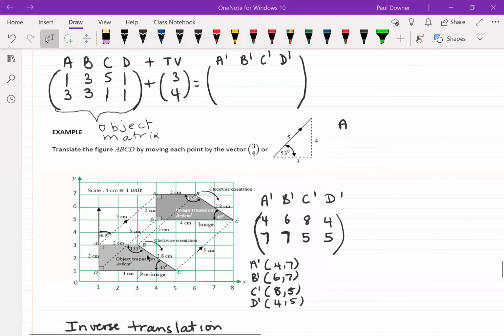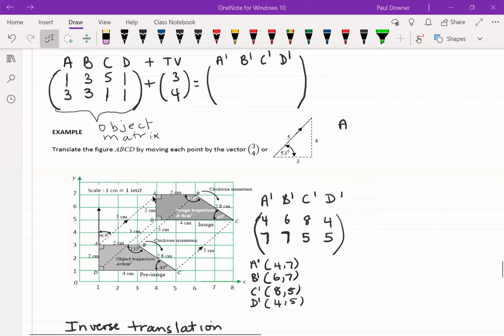Similarly, I could do B to B prime. I can do the translation by moving (3, 4) again. So let's do 3 in the x, 1, 2, 3. And then we do 4 in the y, 1, 2, 3, 4, to give you B prime. And you can do that for all of them. Let's do that for one more. Let's do that for A. 3 in the x, 1, 2, 3, followed by 4 in the y, 1, 2, 3, 4. So that carries me from the point A to A prime.